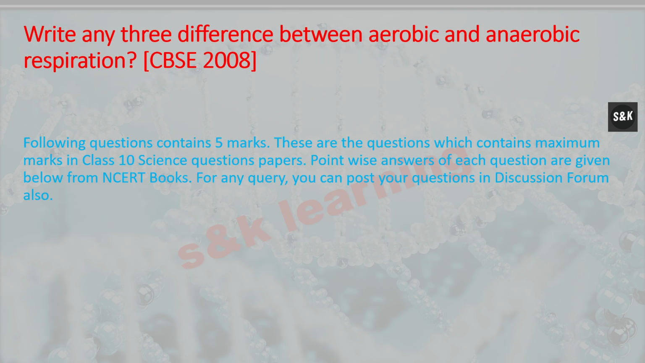Write three differences between aerobic and anaerobic respiration. So the three differences are: aerobic respiration requires a lot of oxygen, whereas anaerobic respiration doesn't require oxygen or requires a less amount of oxygen. A large amount of energy is produced in aerobic respiration. Not much energy is produced in anaerobic respiration.